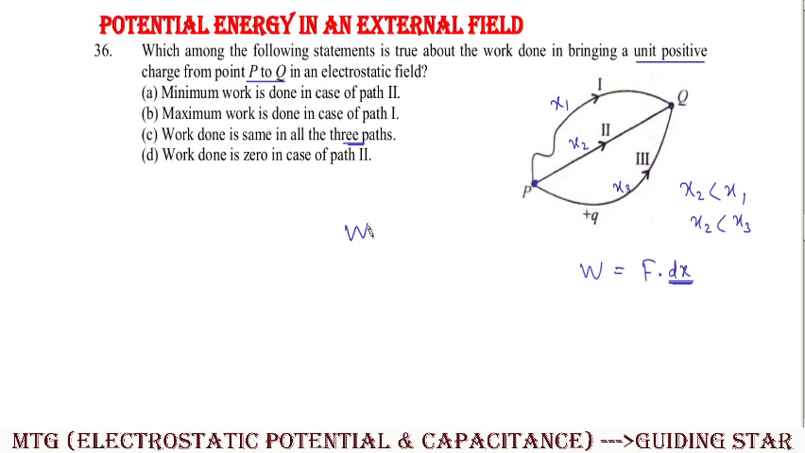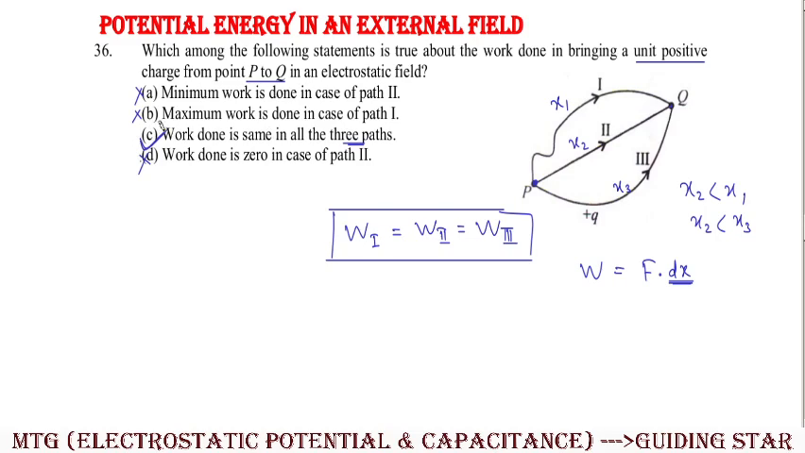That means work done while moving in path 1 will be same as in path 2 and same as in path 3. In all three cases our work done will be the same. Clear? And the fourth one, work done is 0 in path 2. That will be obviously wrong. Why? Because some displacement is there, some force will be acting upon the system, so work done will not be 0 over there. Clear? So this will be wrong, and the rest, A and B, are also wrong. Why? Because option C is the correct one. And what option C is saying is that work done is same in all the 3 paths.